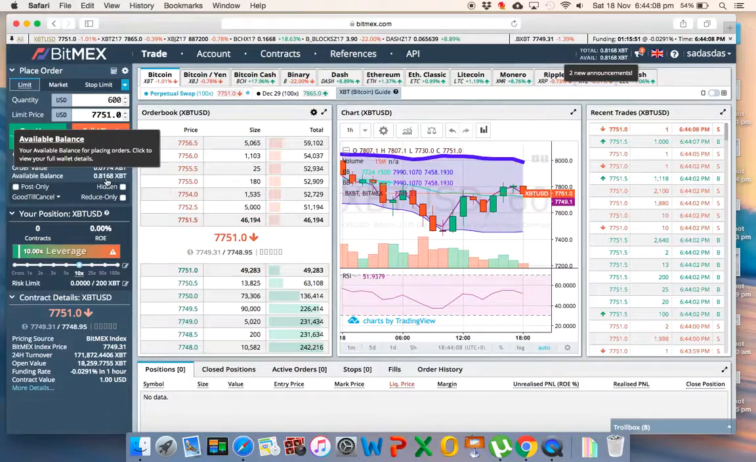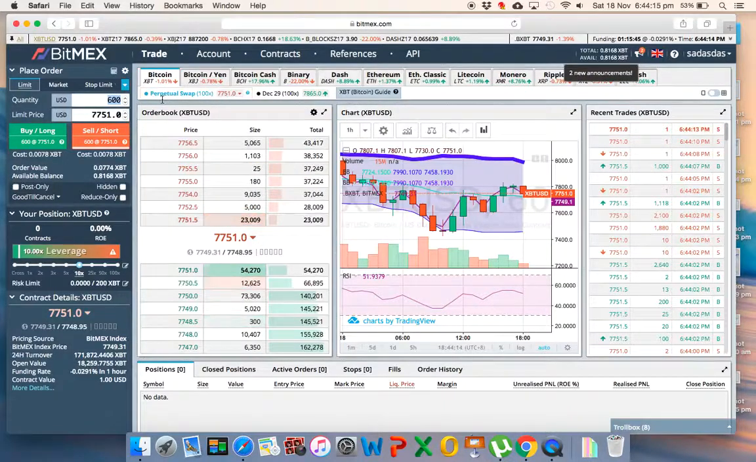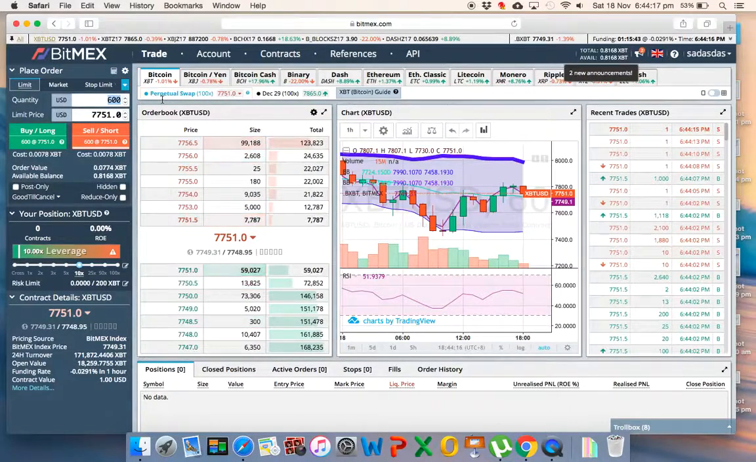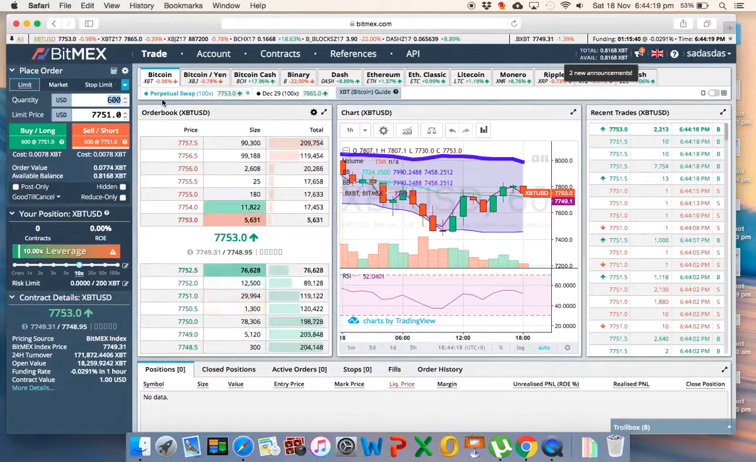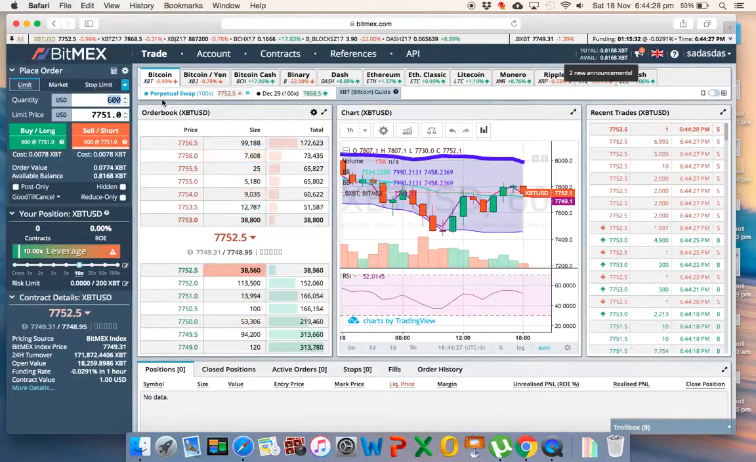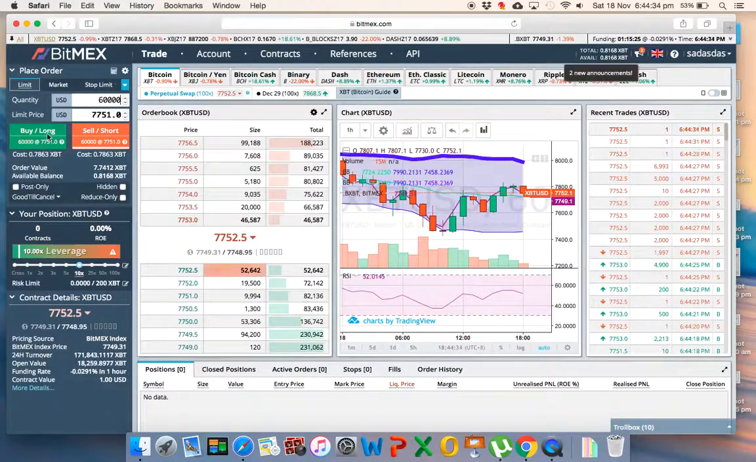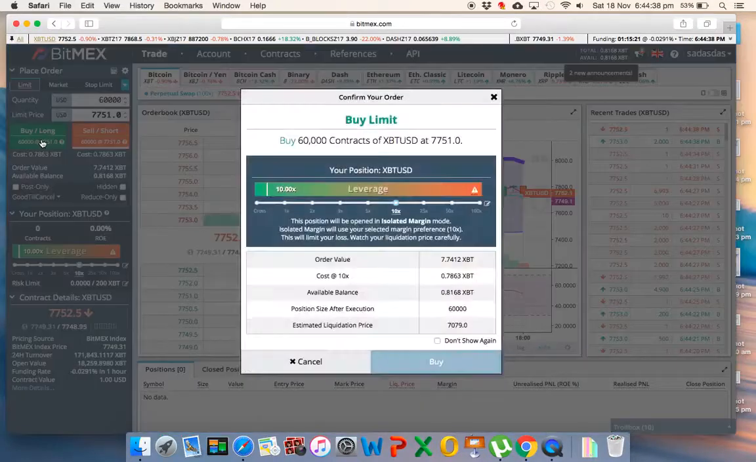Assuming I have around 0.8 Bitcoin, that's around 6,000 USD. The good thing about BitMEX is that you can leverage on any amount that you want. So assuming that with the $6,000 I have, I want to do like a 60,000 purchase. I can easily do it just by shifting the leverage to around 10 times and buy.